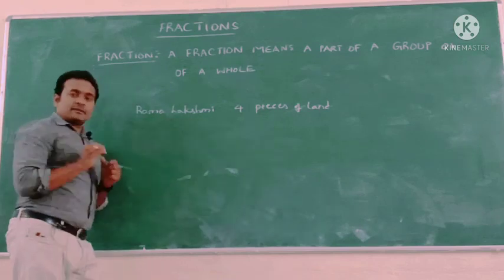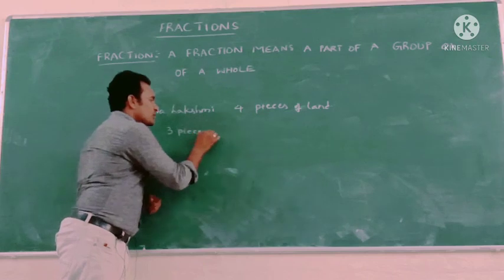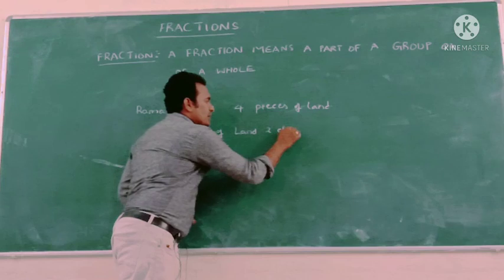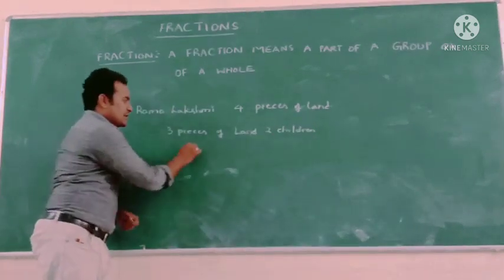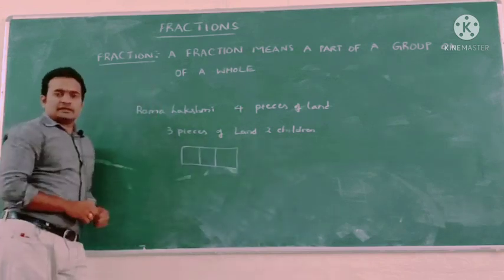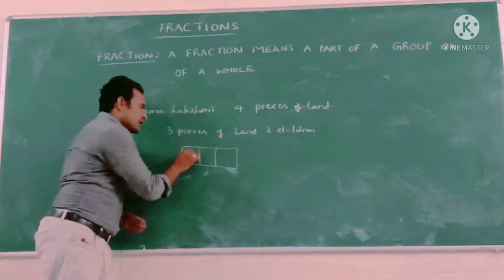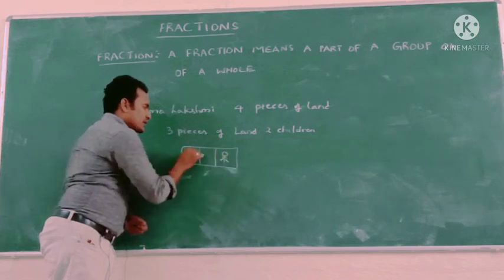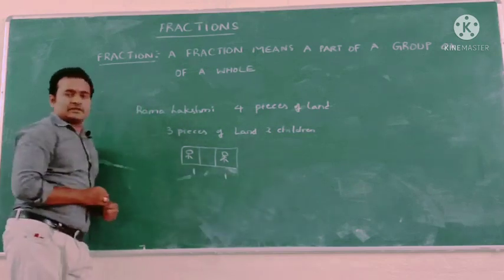So how do we distribute 3 pieces of land to 2 children? There are 3 pieces of land. How would we distribute? We will give 1 complete part to each of the children. 2 parts are completed, 1 for each child.